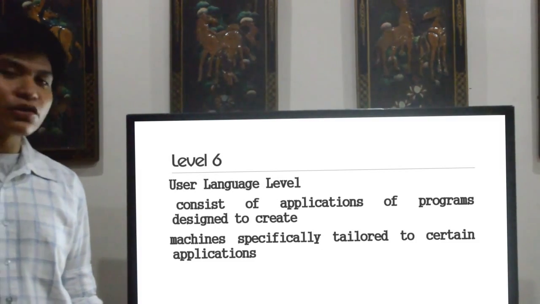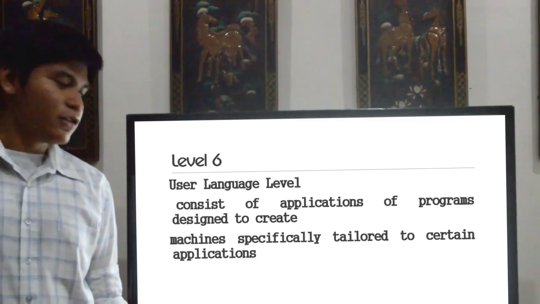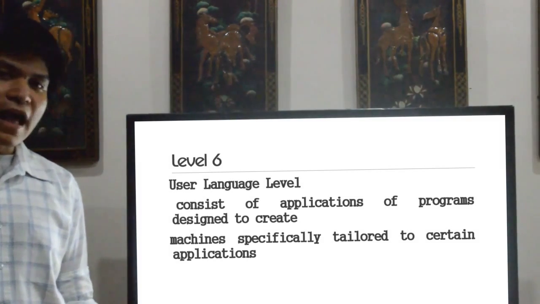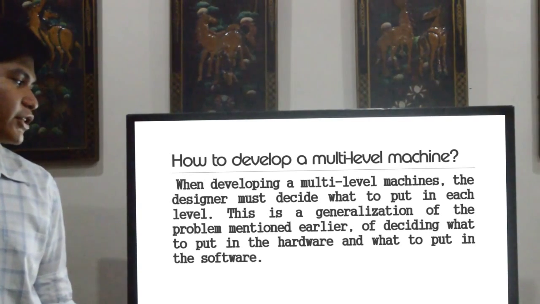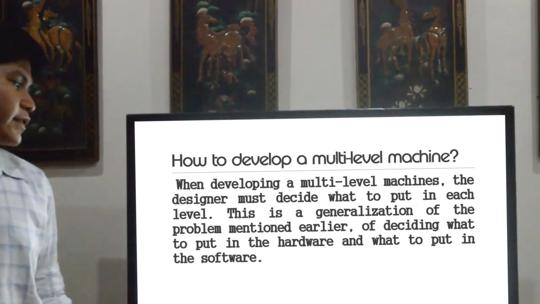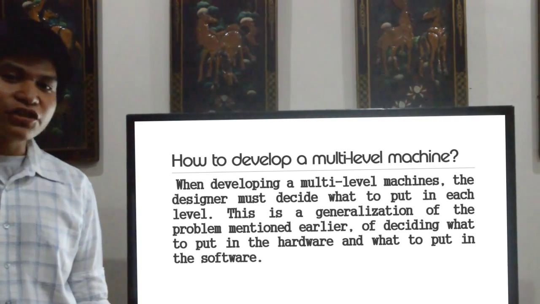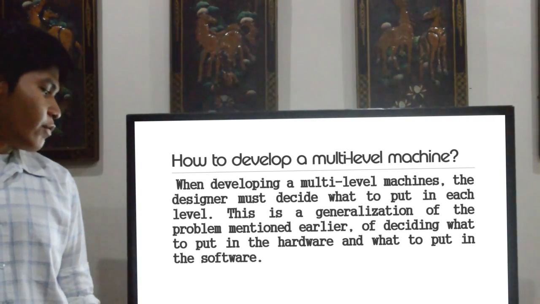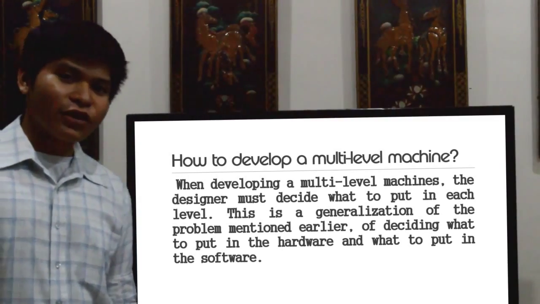Level 6. User language level consists of applications programs designed to create machines specifically tailored to certain applications. And here's how to develop a multi-level machine. When developing a multi-level machine, the programmer must decide what to put in each level. This is a generalization of the problem mentioned earlier of deciding what to put in the hardware and what to put in the software.